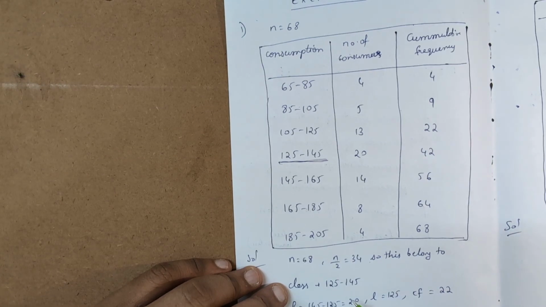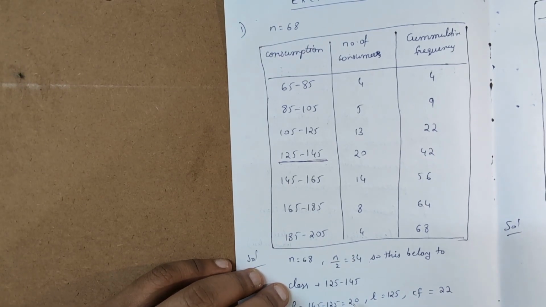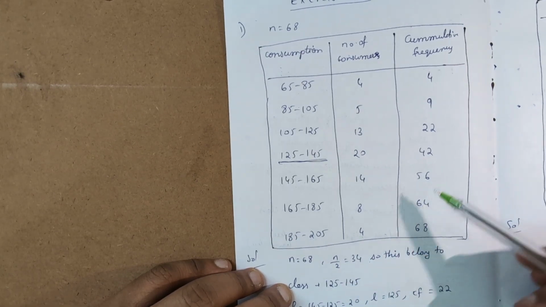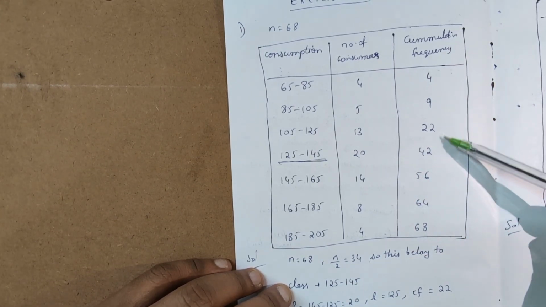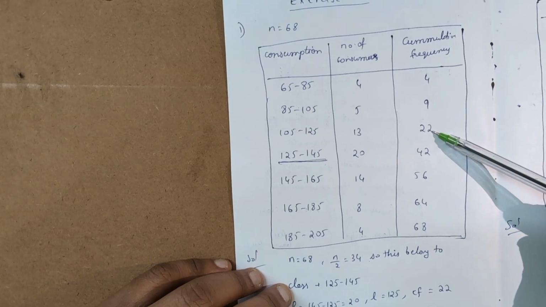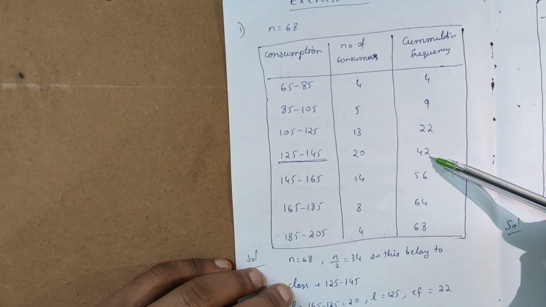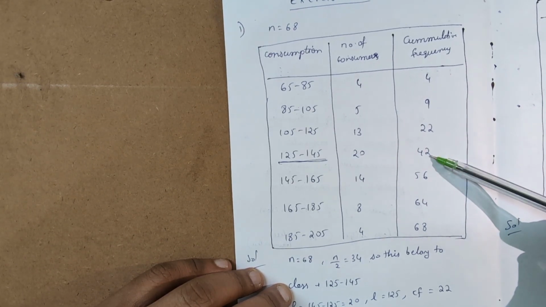So just repeating this point again. To find the median class, first you need to find the n by 2 value. Then for the n by 2 value, you need to figure out which cumulative frequency it belongs to. Here this class goes till 22 only, whereas this class goes till 42. So this is our median class.